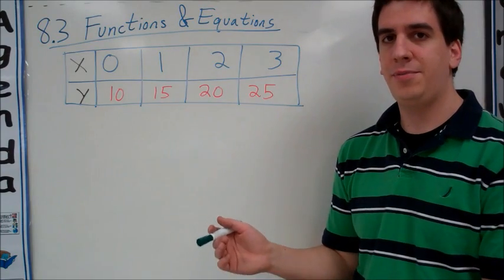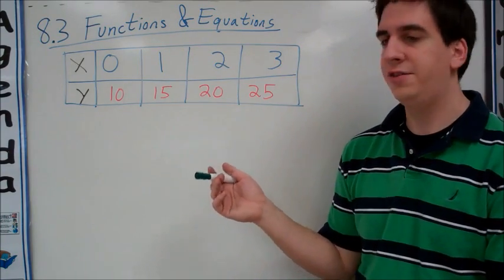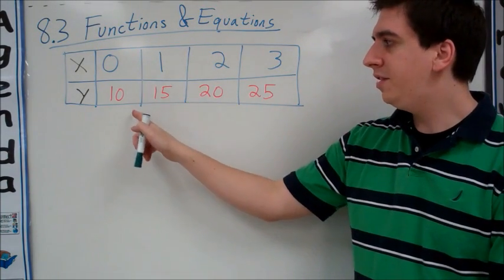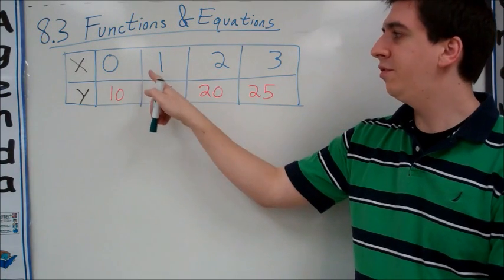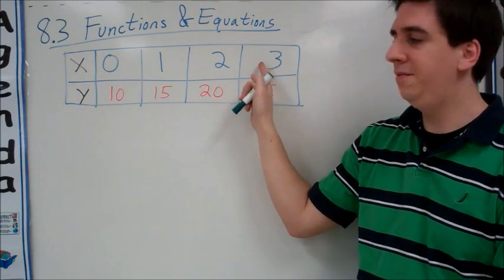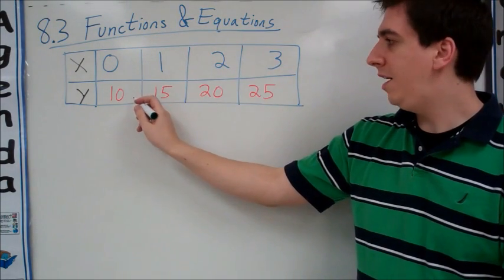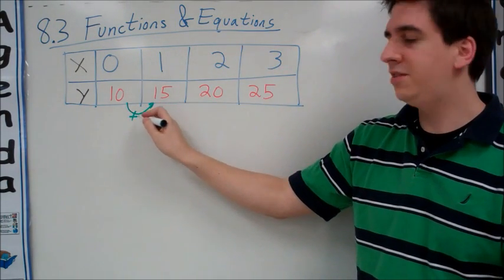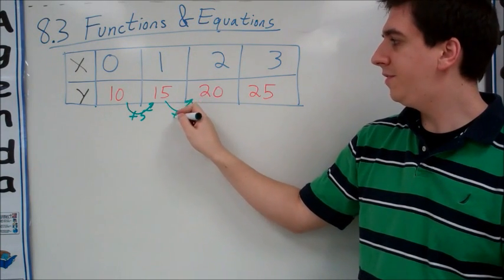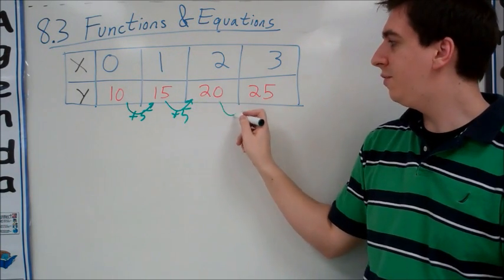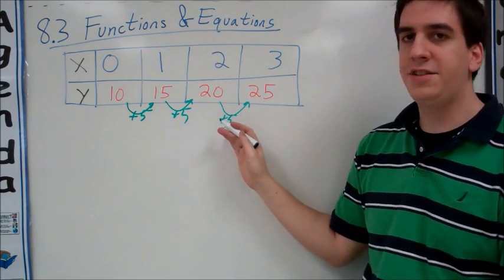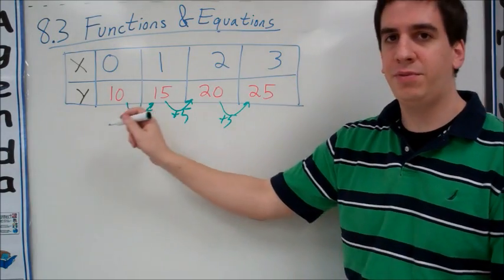Now we're going to do an example of how to write a function from a set of data. We did this previously, but let's see if this is linear first too. 0 to 1 is plus 1, 1 to 2 is plus 1, 2 to 3 is plus 1. Your change in y, 10 to 15 is plus 5, 15 to 20 is plus 5, and 20 to 25 is plus 5 also. Since those are constant, your change in y is plus 5.